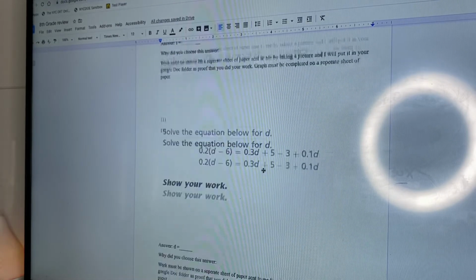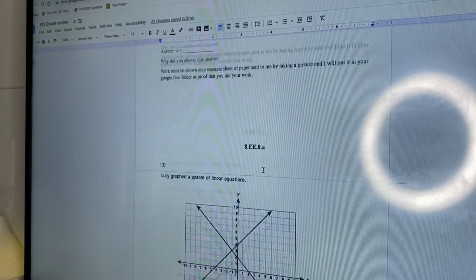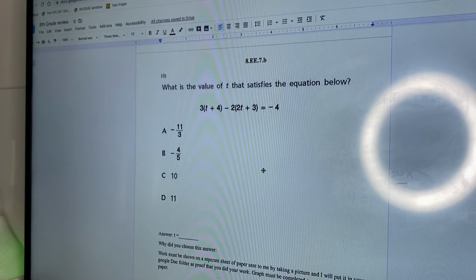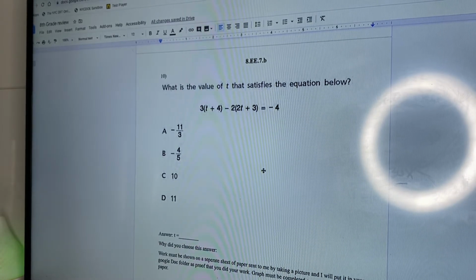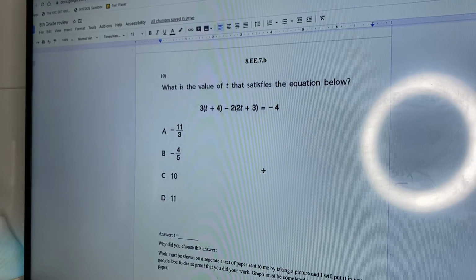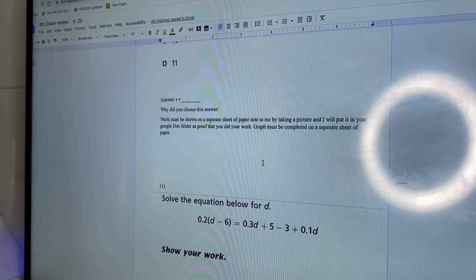7.EEB. So we've all done this before. What is the value of t that satisfies the equation below? Here you would definitely have to show your work on a piece of paper.